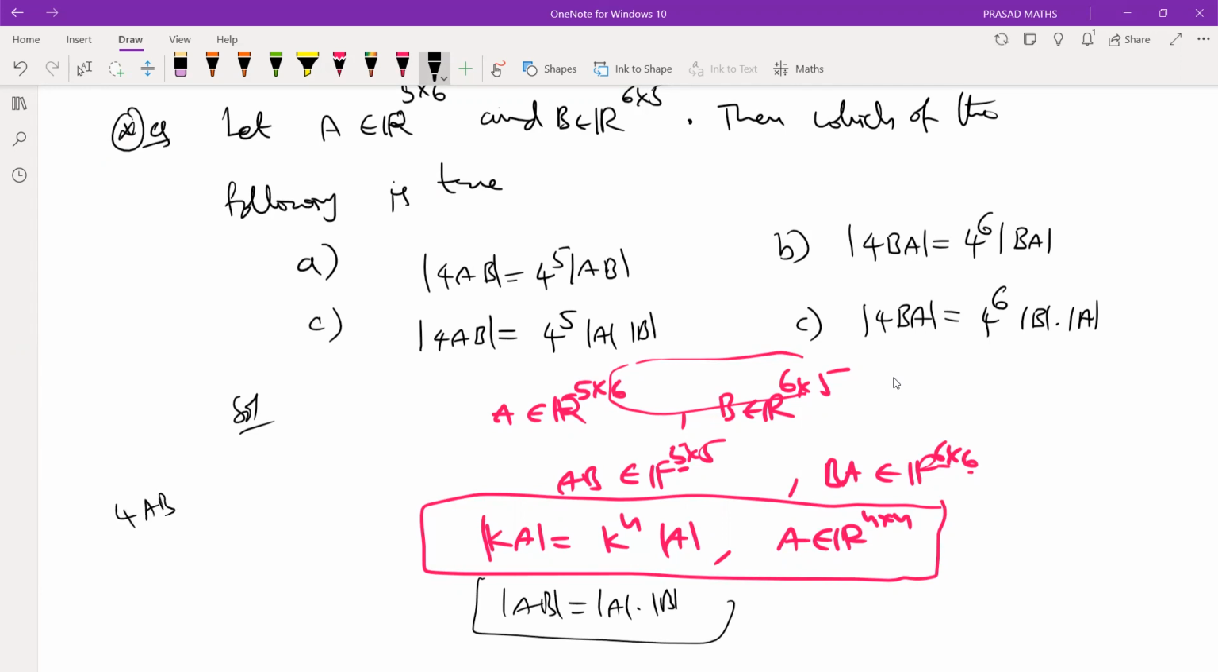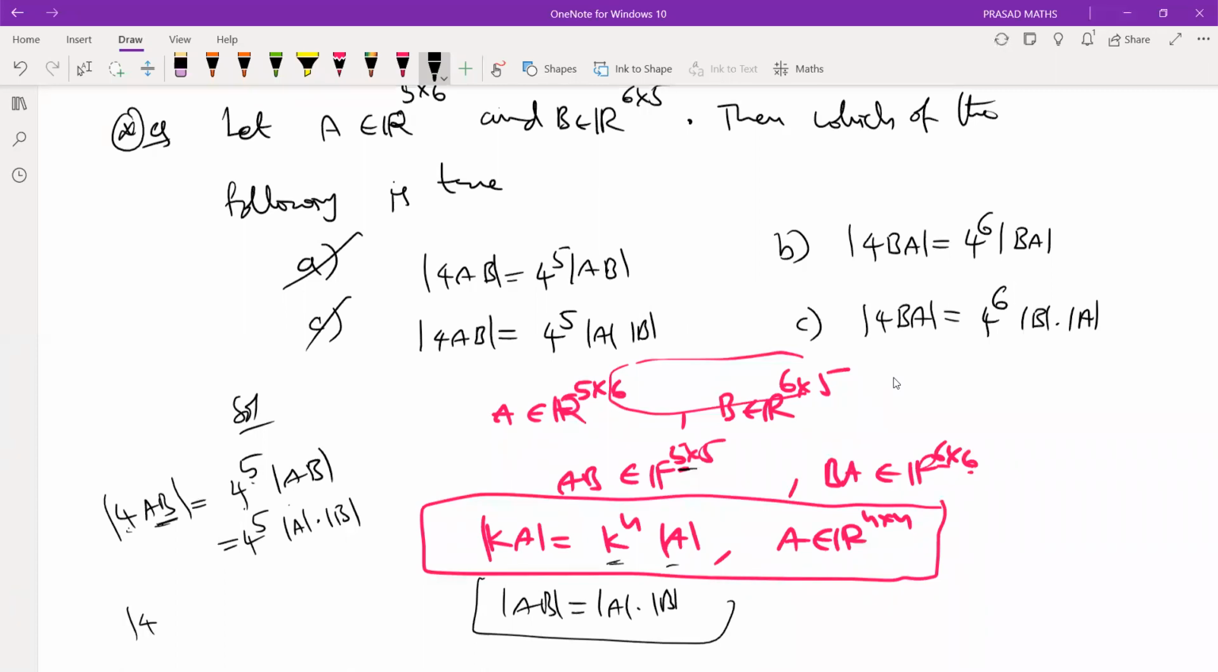Det of 4AB is det of K into AB, which is 4 power n. What is the AB order? It is 5 by 5. So 4 power 5 into det AB. Yes or no? Because det of KA is K power n into det A. Therefore this answer is right. Now, this can be rewritten as det AB equals det A into det B. Therefore, this answer is also right.